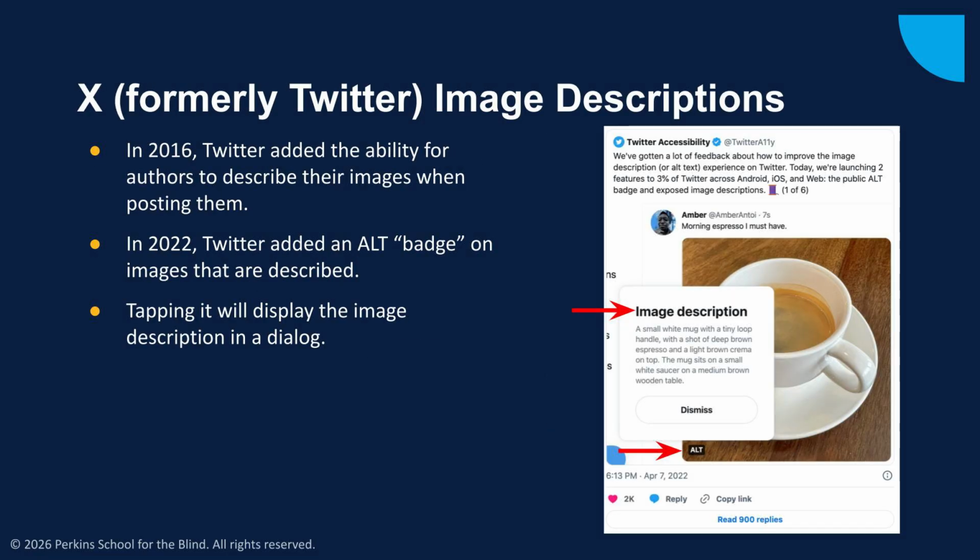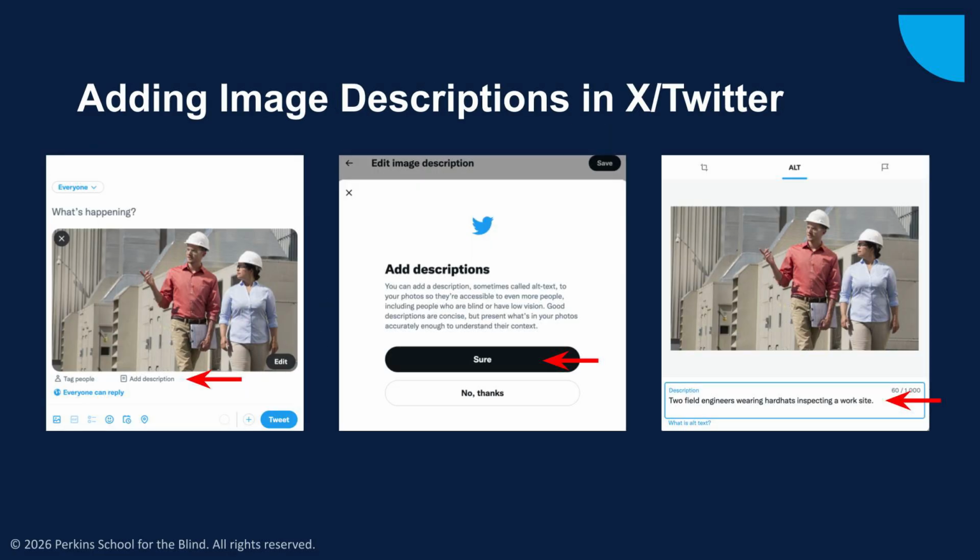Now let's look at specific platforms and how to add accessibility features on each one. Twitter, or X as it's now called, added the ability to describe images back in 2016. In 2022, they added an alt badge on images that have descriptions. When you tap the badge, you can see the image description in a dialog. The accessibility team at X has seen significant turnover, so features may change. But as of now, here's how it works.